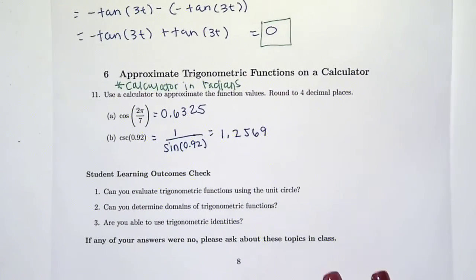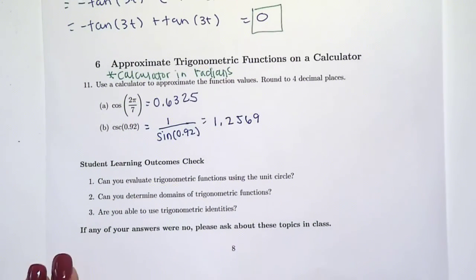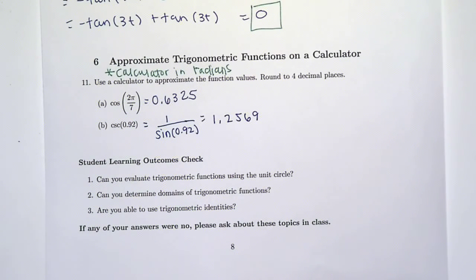I know the section was a lot. The main things you need to take away are: can you evaluate trig functions using the unit circle? Can you determine domains of our trig functions? And can you use our trig identities, so reciprocal identities, quotient identities like tangent and cotangent, and the Pythagorean identities? Those are really important. I would say even, odd, and periodic are secondary, but you do need to be familiar with those. If you have questions, make sure you ask me about them in class, and I will see you there.